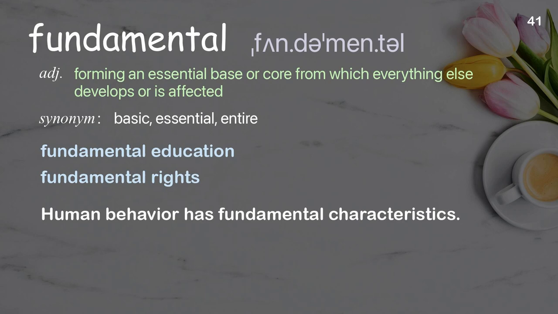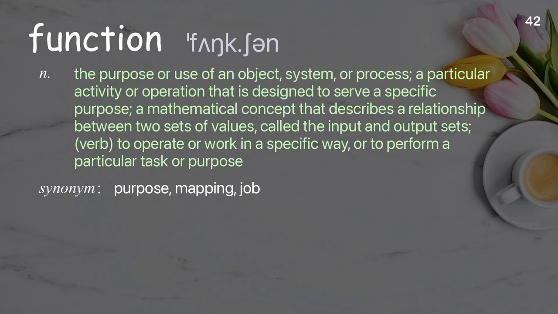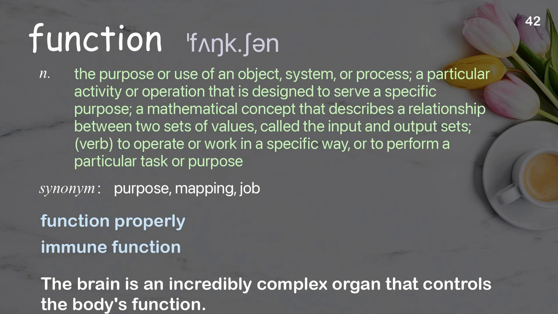Function. The purpose or use of an object, system, or process, a particular activity or operation that is designed to serve a specific purpose, a mathematical concept that describes a relationship between two sets of values, called the input and output sets. Verb: to operate or work in a specific way, or to perform a particular task or purpose. Examples: Function properly. Immune function. The brain is an incredibly complex organ that controls the body's function.